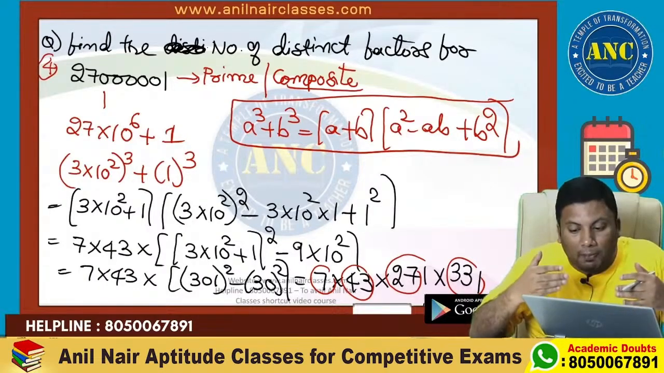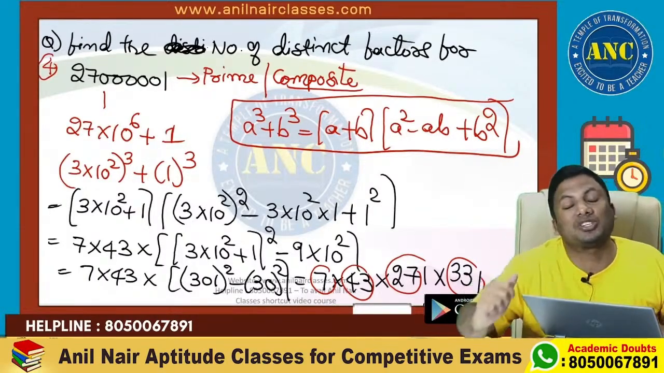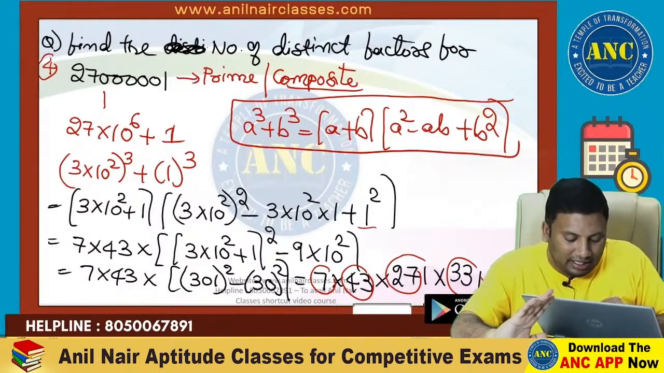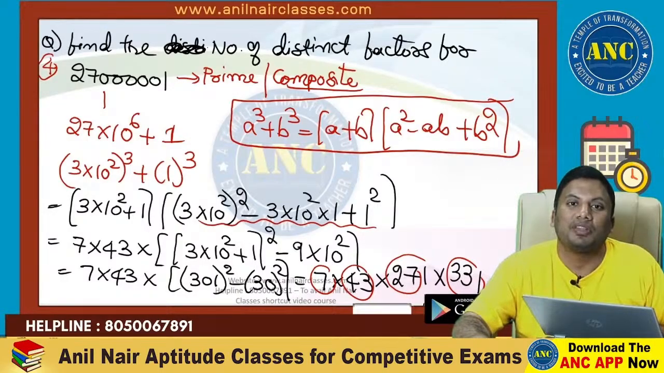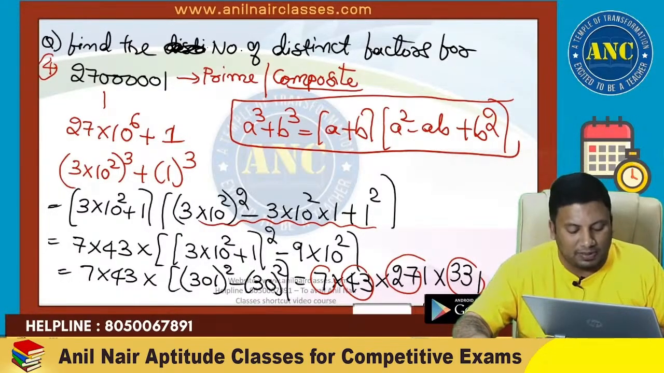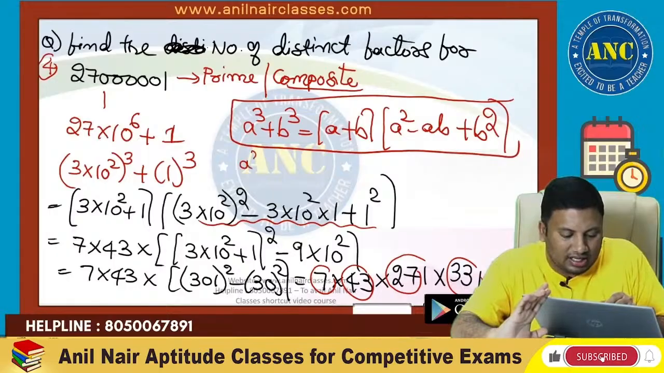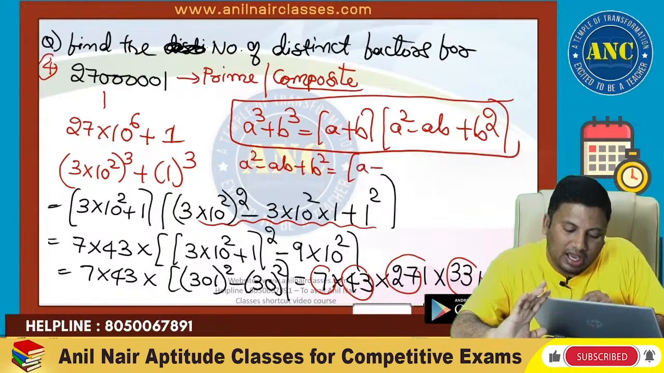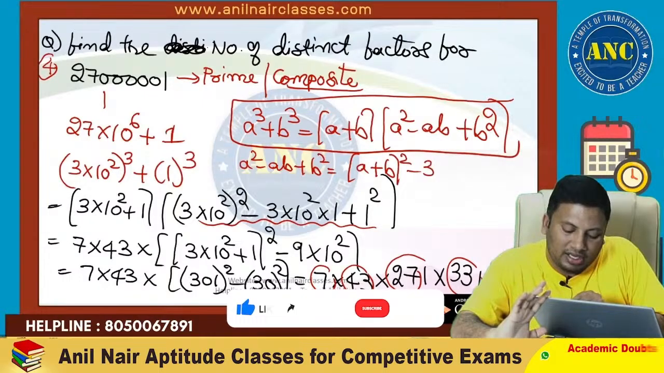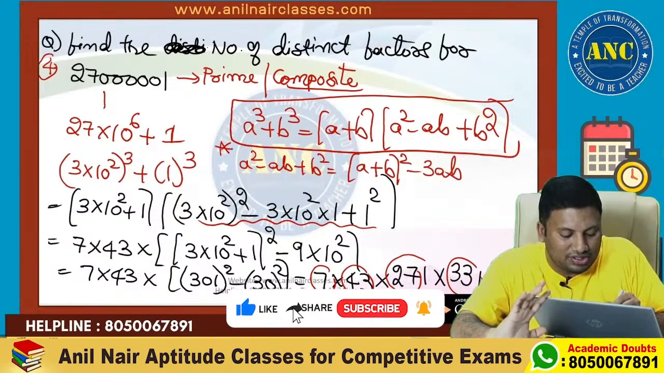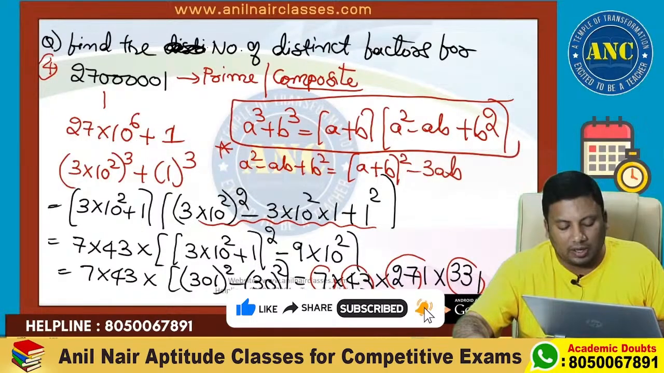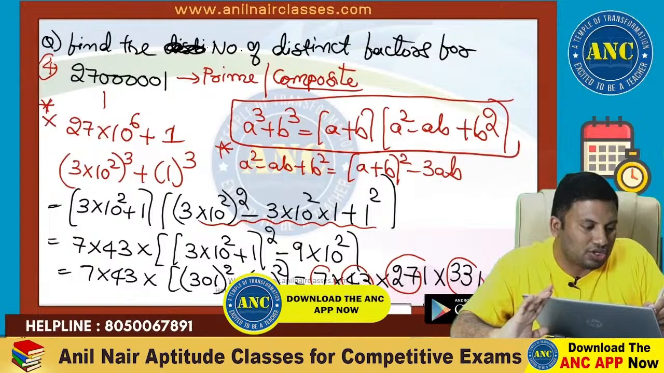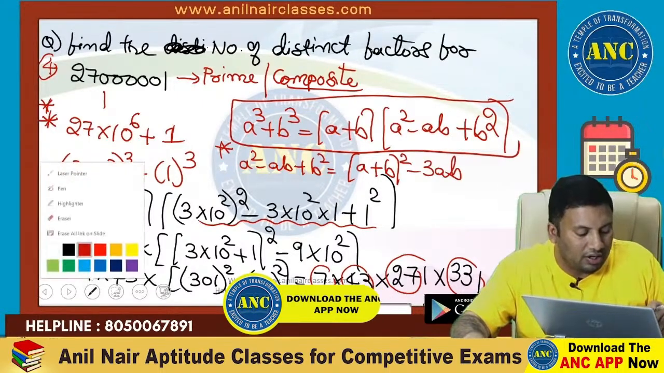Generally, doing prime factors using A cube plus B cube is something which you have not seen in any of the textbooks. How am I writing A square minus AB plus B square as A plus B? What I did is write A square minus AB plus B square as (A plus B) whole square minus 3AB. This is what I used to solve the problem: (3 into 10 square plus 1) whole square minus 9 into 10 square. Please put a star mark on this question. This is how you should find out these factors.